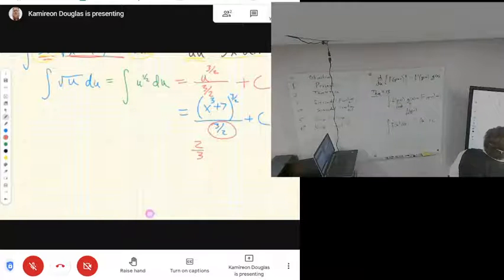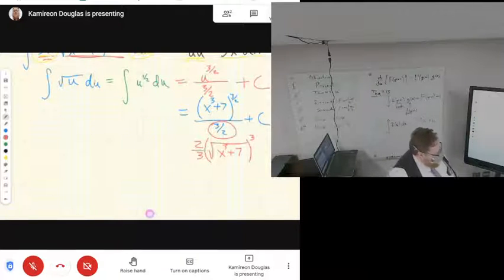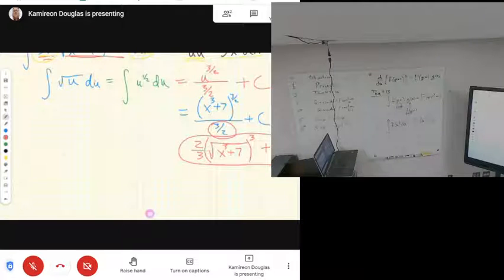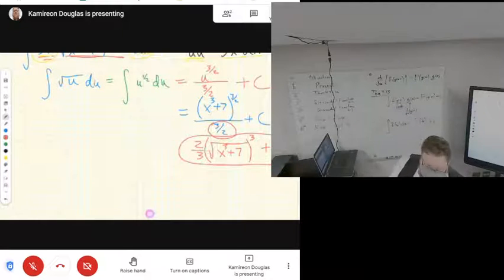The x cubed plus 7 to the 3 halves power would be the square root of x cubed plus 7, cubed. Or you can put the cube on the inside as long as it's applied to the whole thing. There's a lot of different ways you can write it. Just make sure, since it is an indefinite integral, you must include the constant of integration, C. You can also, on some occasions, leave it that way.